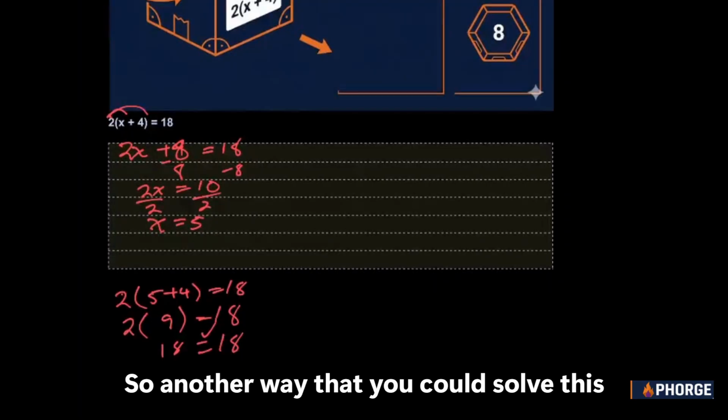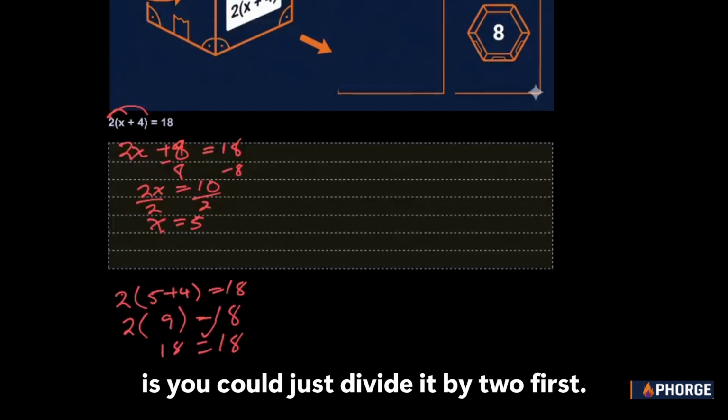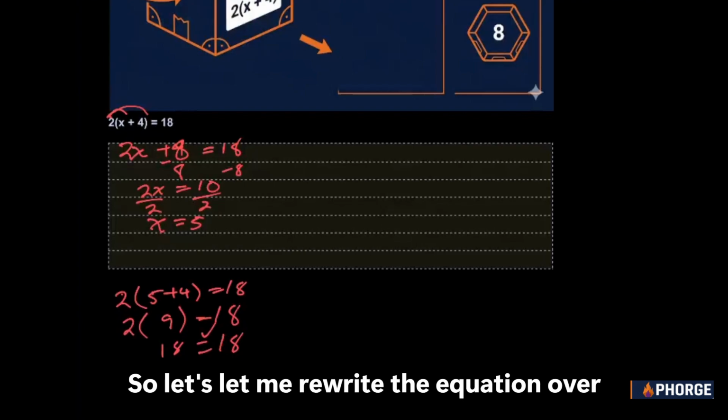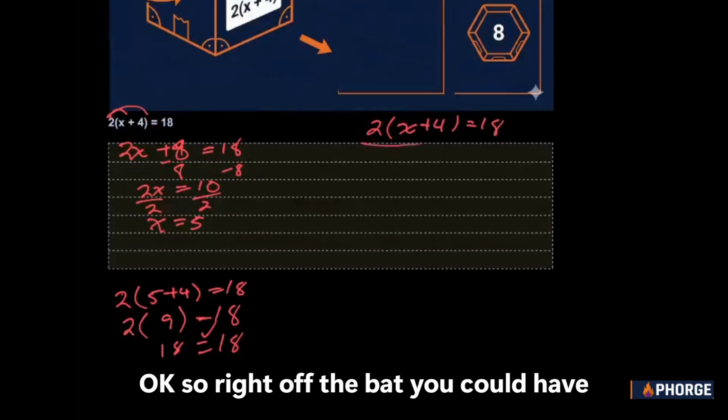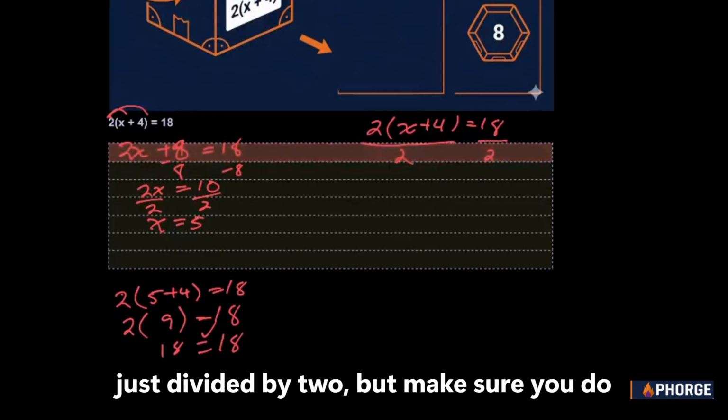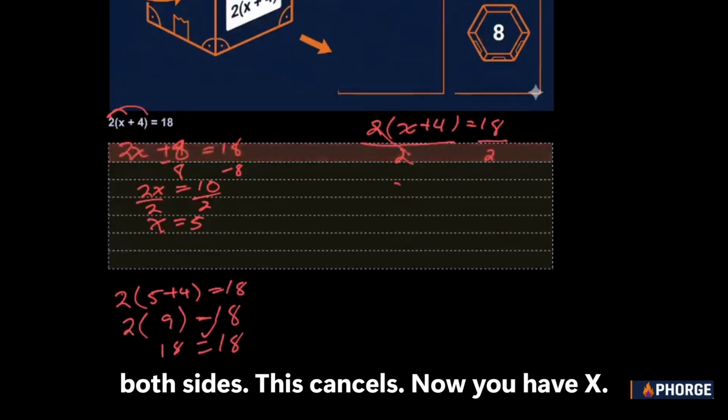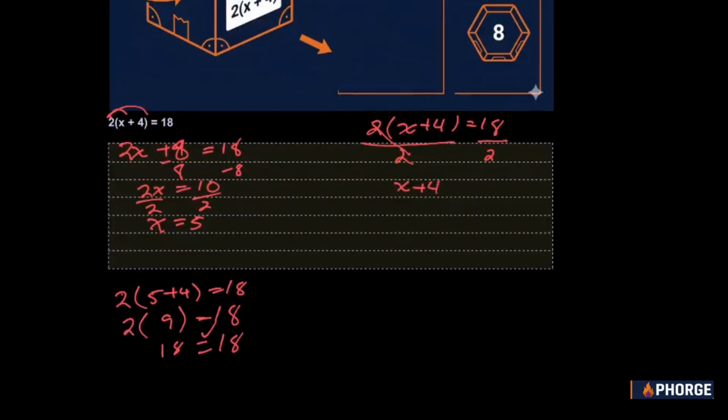So another way that you could have solved this is you could have just divided by 2 first. So let's start. Let me rewrite the equation over here. Okay, so right off the bat, you could have just divided by 2. But make sure you do both sides. This cancels. Now you have x plus 4 is equal to 9.